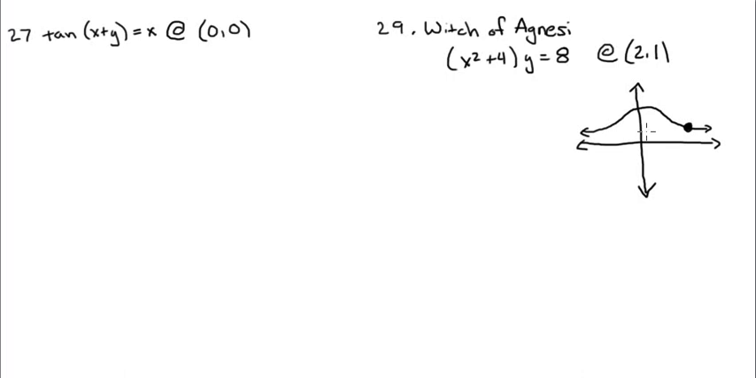Okay, in section 2.5, which covers implicit differentiation, they want to know, in problem number 27, it says to find dy over dx by implicit differentiation and evaluate the derivative at the given point. The implicit equation given in number 27 is tangent of x plus y equals x, and they want to find the derivative dy over dx at the point x equals 0 and y equals 0.